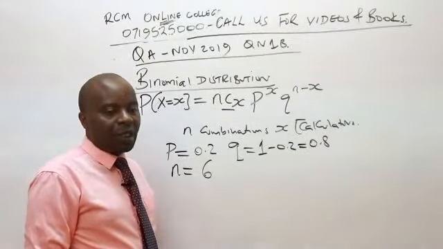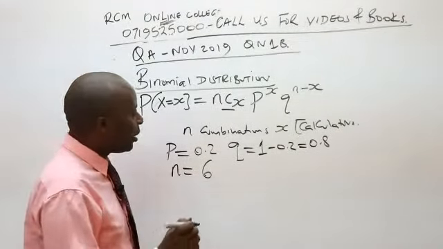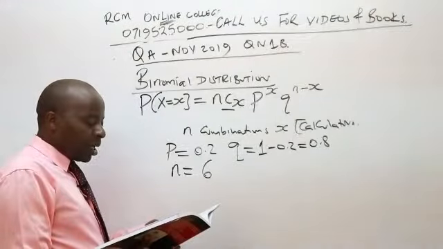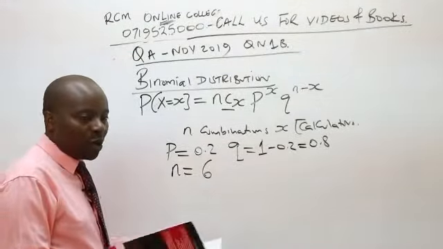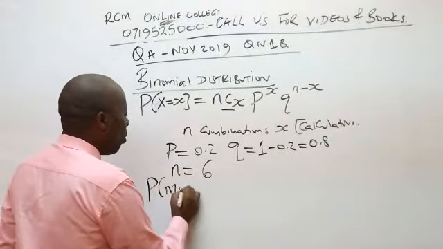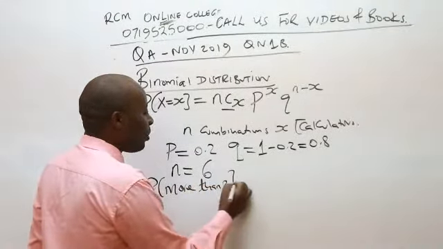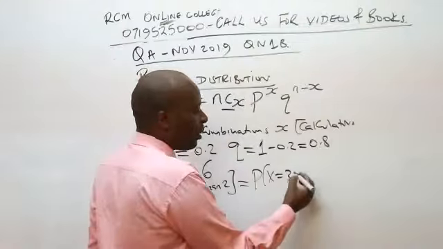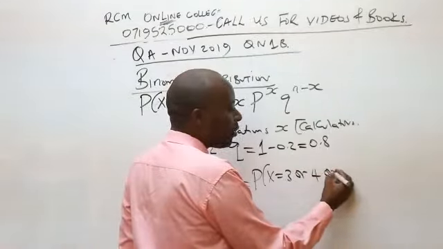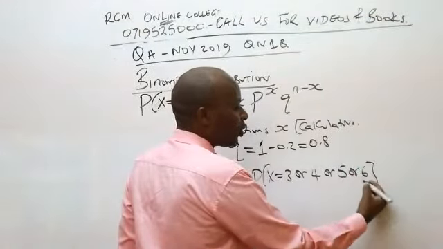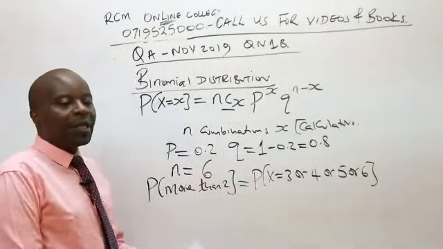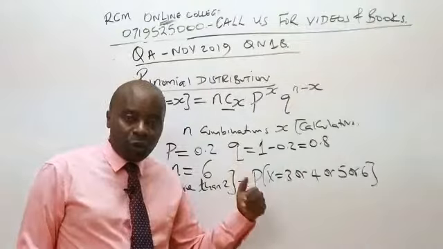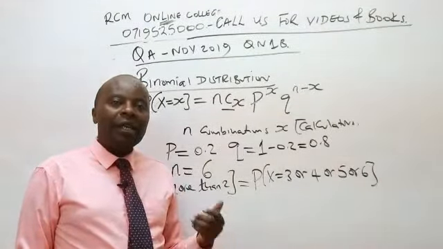So now, ladies and gentlemen, with this, I will very easily answer whichever question the examiner wants. Like here, they want the probability that more than 2. Probability of more than 2 means probability of X being equal to 3, probability of X being equal to 4, 5, or 6. So you go evaluating the probability of each of these events, and then you add them.